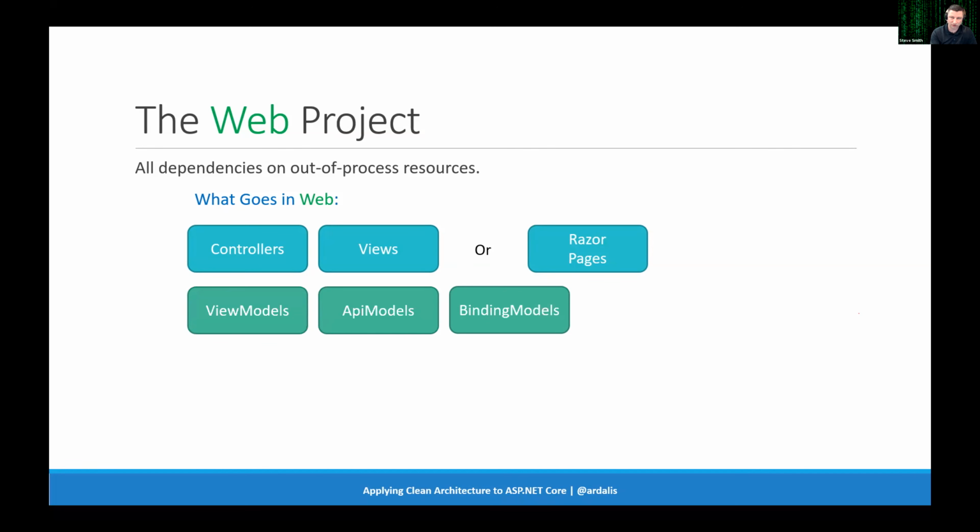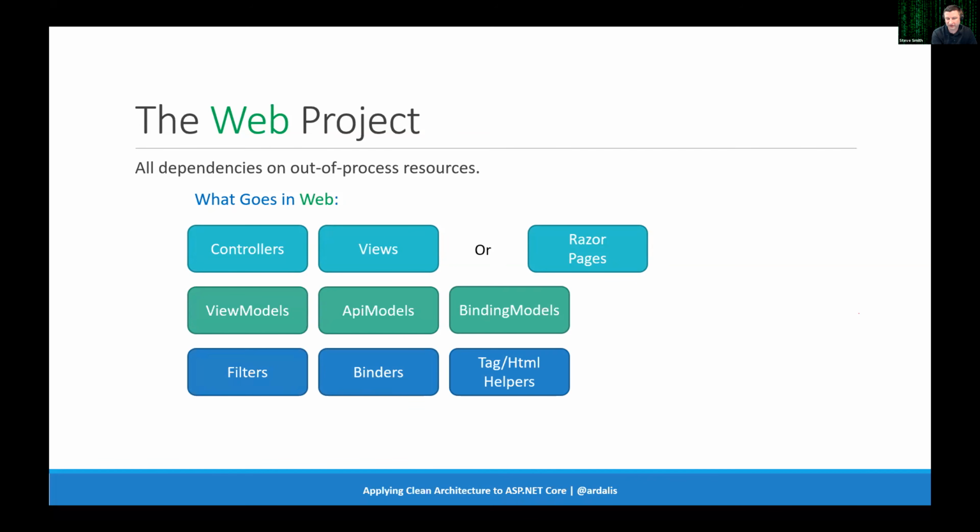You should have different types that are dedicated to your wire protocols that live in this layer. You might also have other low-level MVC things like binders, custom model binders, custom filters, custom helpers, tag helpers, HTML helpers, and you may have other services that live in the UI layer and probably have interfaces that go along with them. Why would there be interfaces and services here?